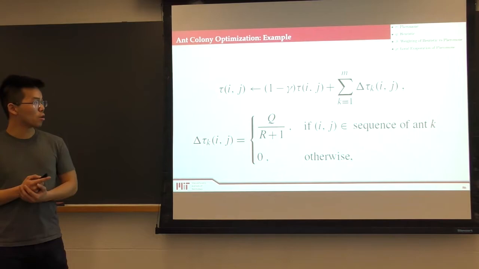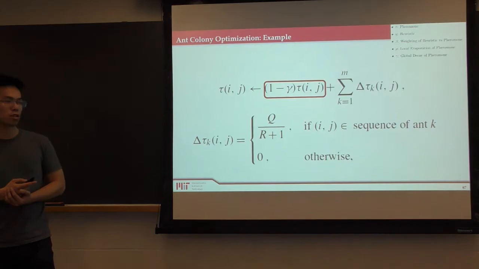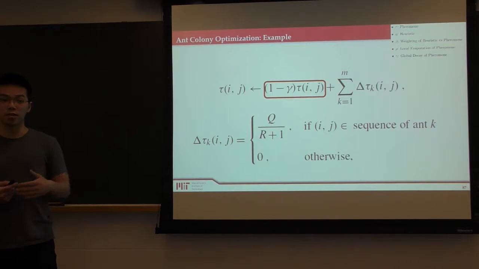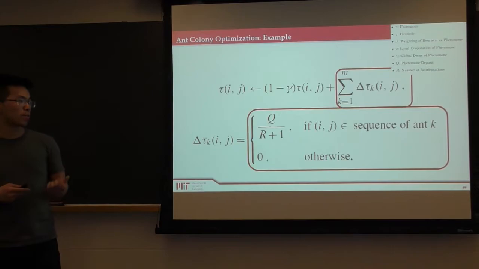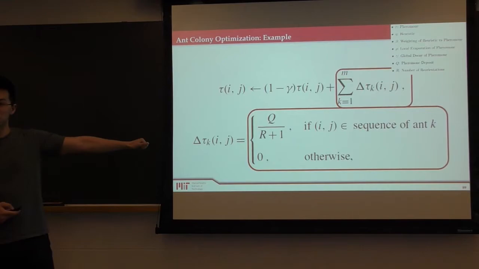And this represents a new decay variable, which is gamma. Very similar to rho, it just decays the value of the pheromone trail, a value between 1 and 0. And then afterwards, we deposit pheromone to the pheromone trail based on the number of ants and the very specific path they took and how many reorientations they took along that path. Q is just some constant. Great. Feeling good still?